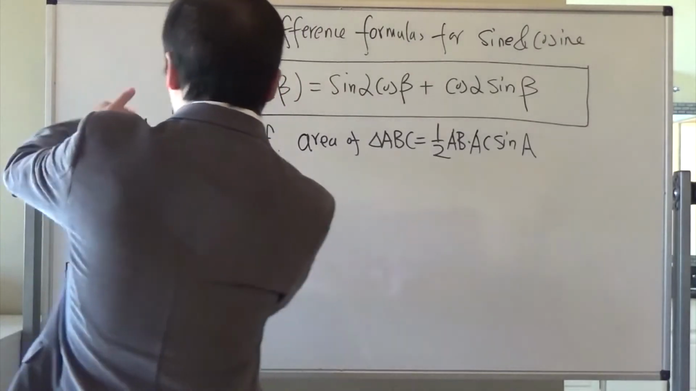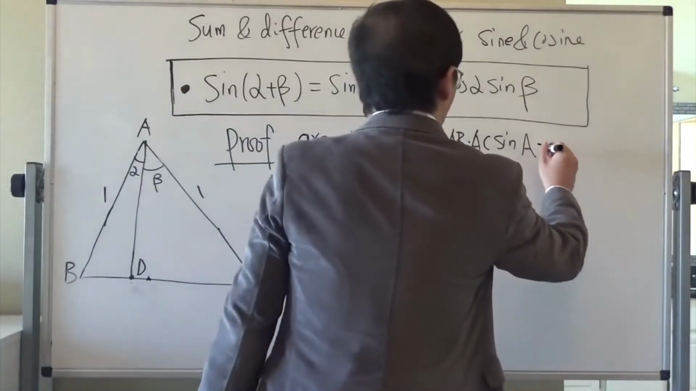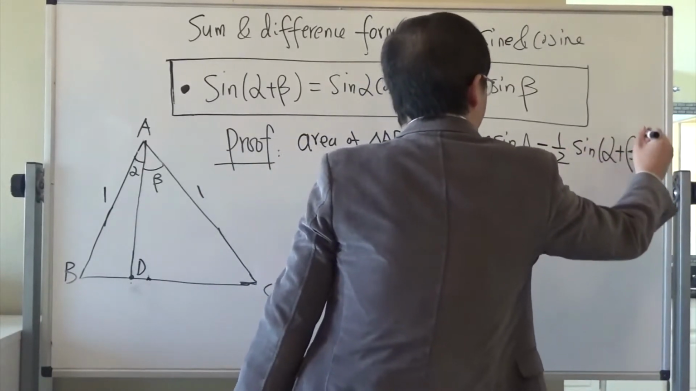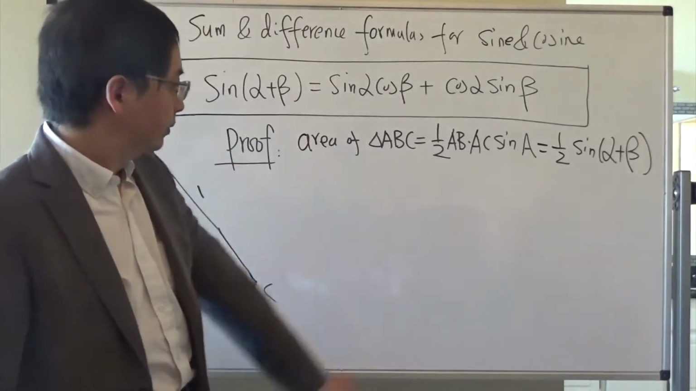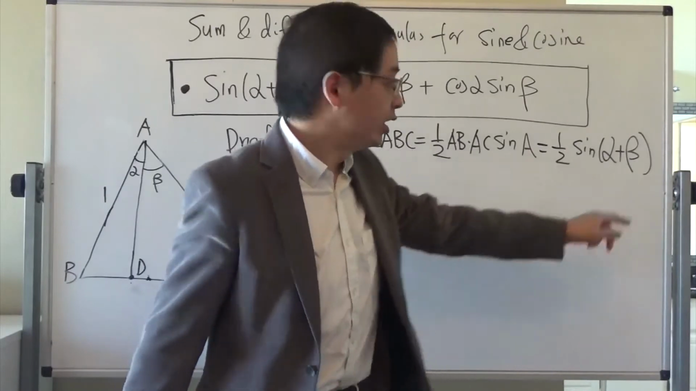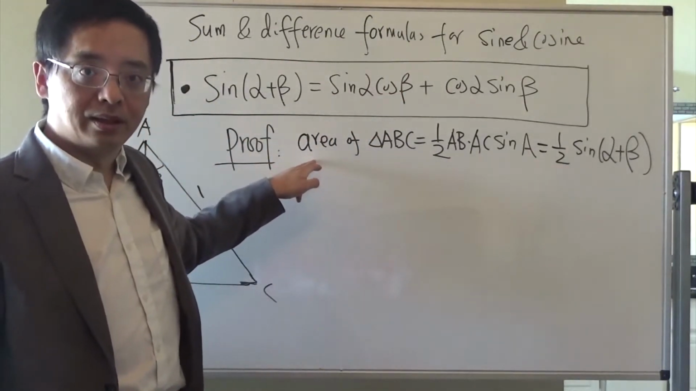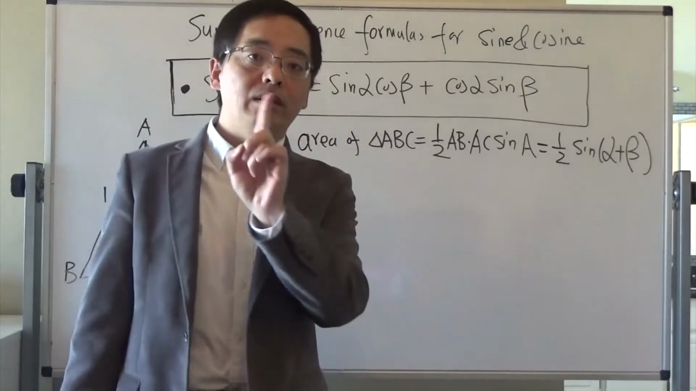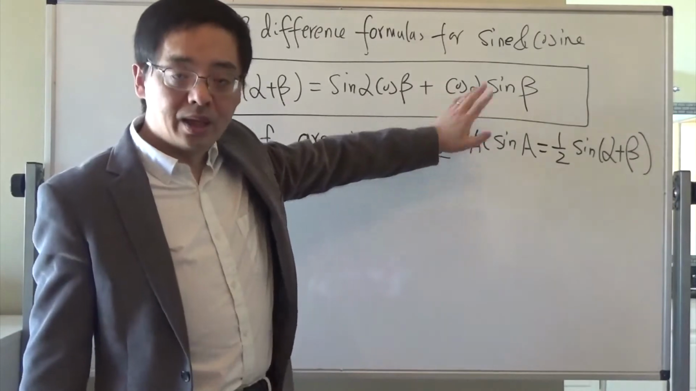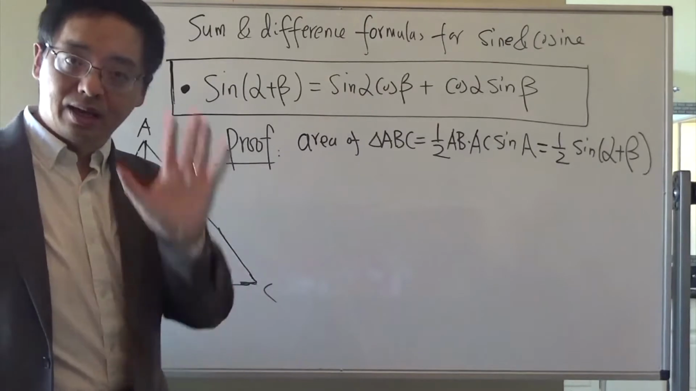So if AB is 1, AC is 1, and A is just alpha plus beta, this equals 1/2 sine alpha plus beta. Therefore, sine alpha plus beta is just twice the area of triangle ABC. Then the question is reduced to whether we can prove the right hand side. These two terms, added together, are also twice the area of ABC. Okay, let's do that.